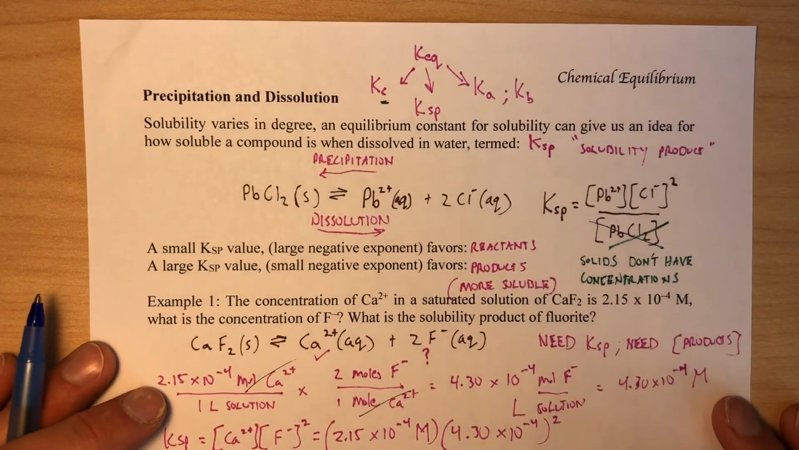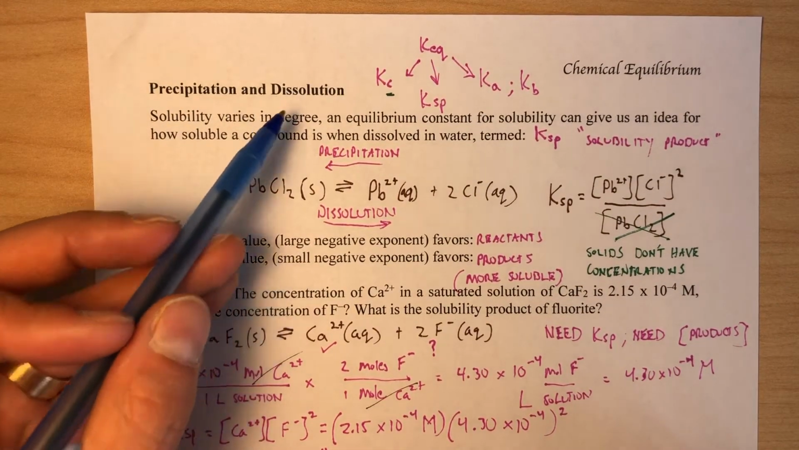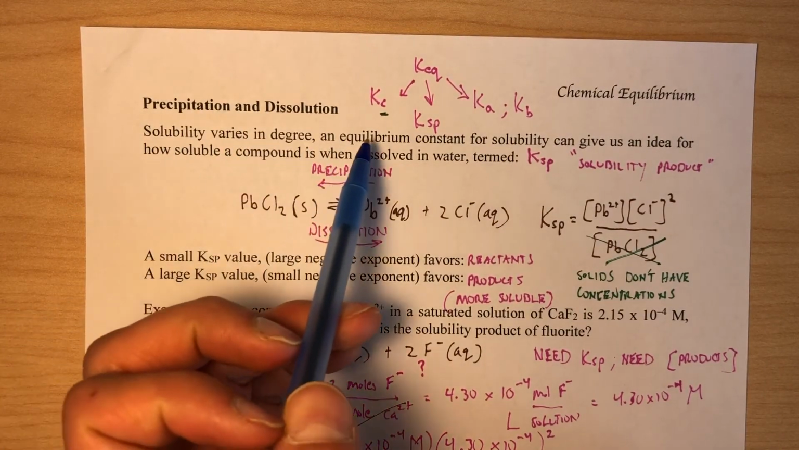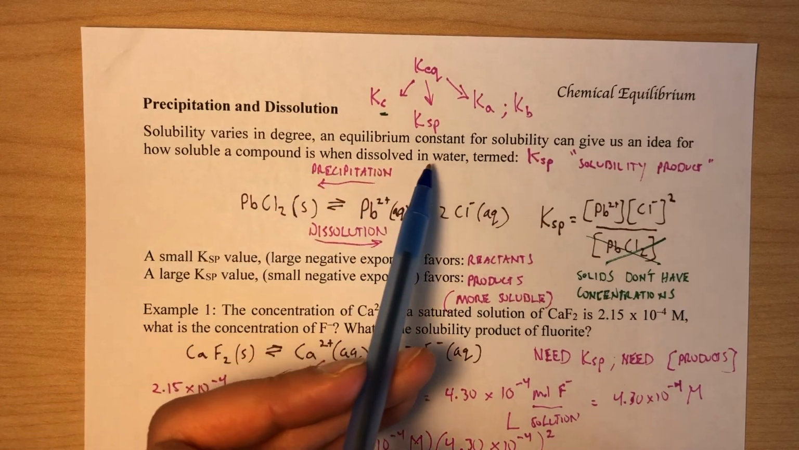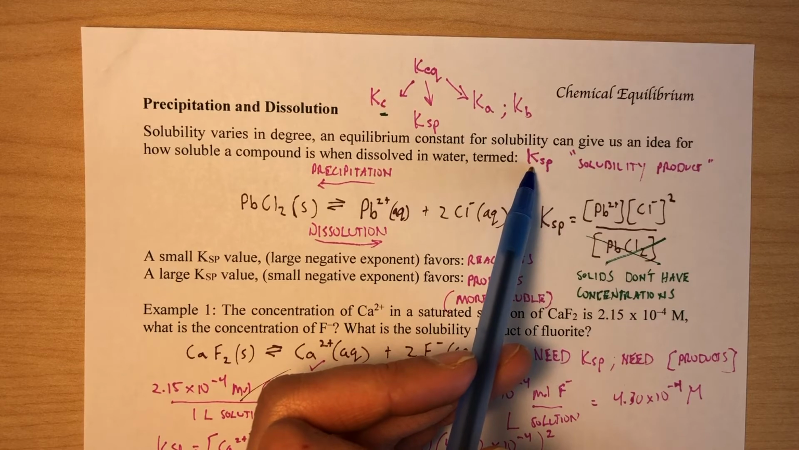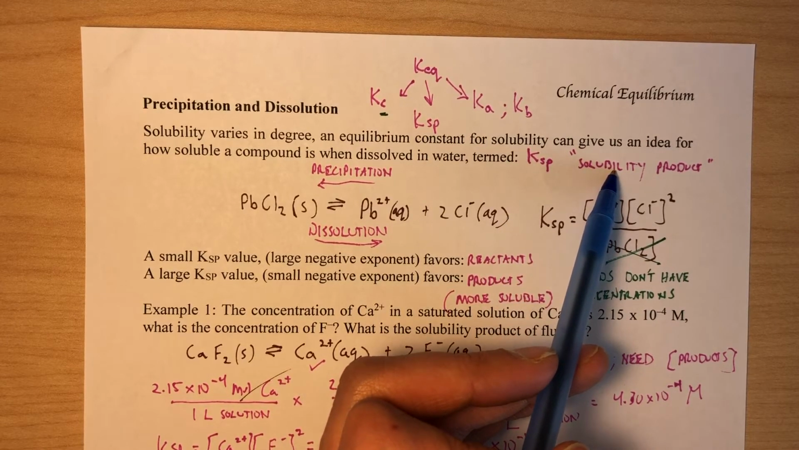Moving on to our next set of notes, we're going to be discussing precipitation and dissolution and introducing a new term. So solubility varies in degree, and an equilibrium constant for solubility can give us an idea of how soluble a compound is when dissolved in water. This is termed KSP. This is an equilibrium constant that is called the solubility product. And this is used exclusively for reactions where you're beginning with a solid and you're dissolving it.